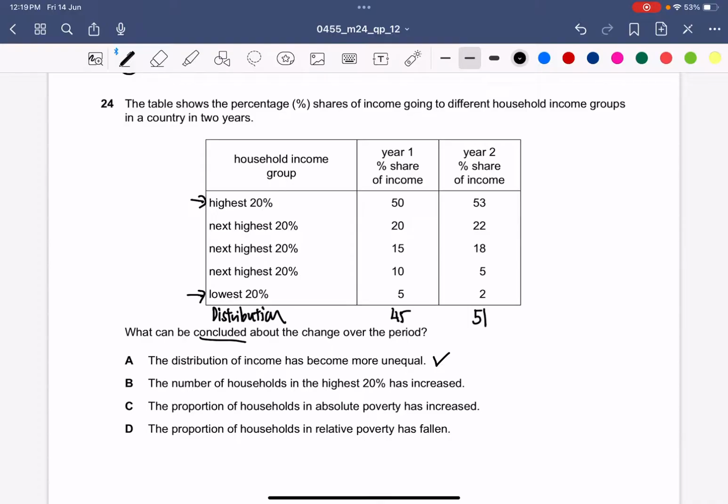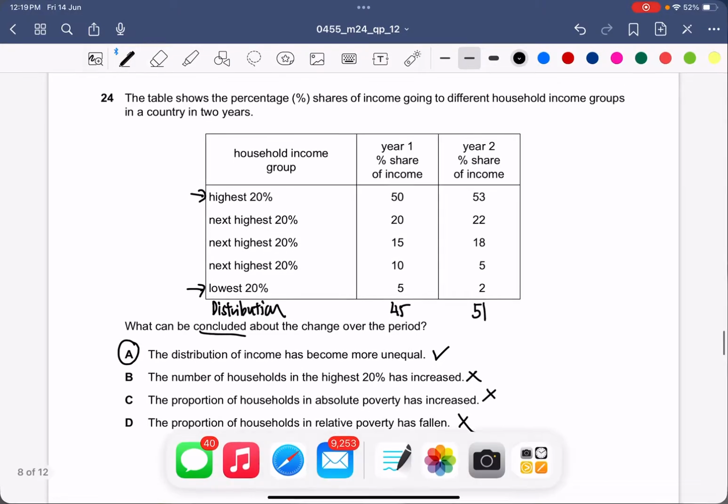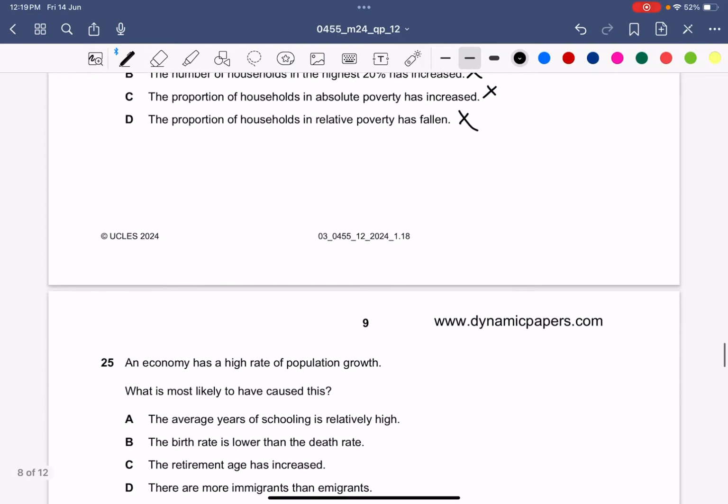The number of households in the highest 20% has increased. No, we don't know that. The proportion of households in absolute poverty has increased. The proportion of households in relative poverty has fallen. We do not know the guideline for absolute poverty and relative poverty, so we can't determine it. So the answer is A. Let's go to the next question.